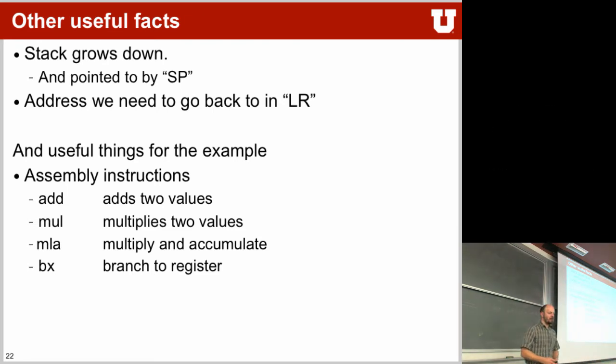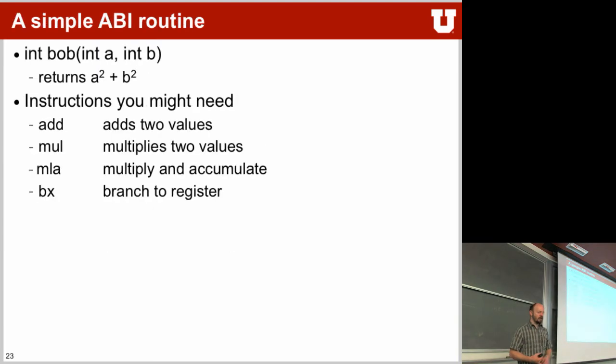So, as I mentioned, the stack pointer grows down, and a very important one, the address where you came from is stored in the link register, LR. So by jumping to wherever the link register points to, you know that you will go back to where you came from. Right? All right, so let's do a little example.